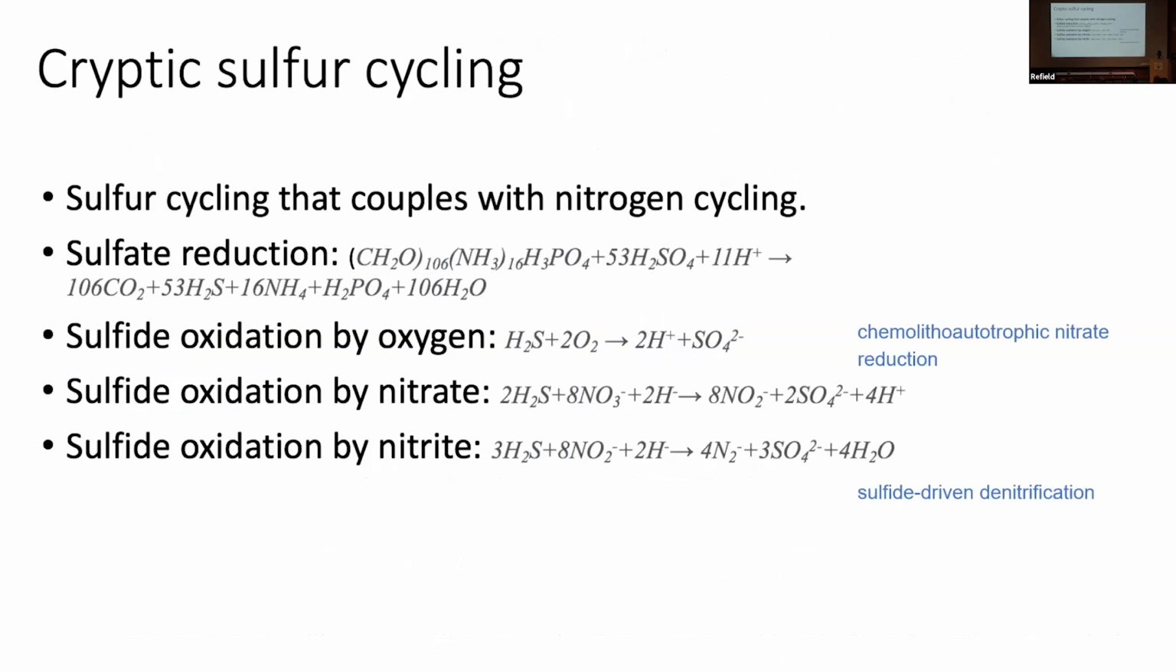Let me do a brief overview of cryptic sulfur cycling. Cryptic sulfur cycling is a process where nitrogen and the sulfur species are interacting with each other. It's super important because it involves various sulfur-related reactions. These reactions have been incorporated into our model. Now, the interesting thing here is these two reactions also utilize nitrogen species. So this one is known as chemolithoautotrophic nitrate reduction, and that one is referred to as sulfide-driven denitrification. They play a role in transforming nitrogen species.